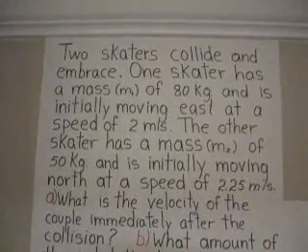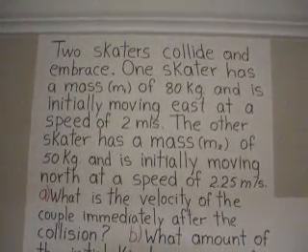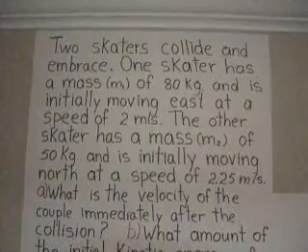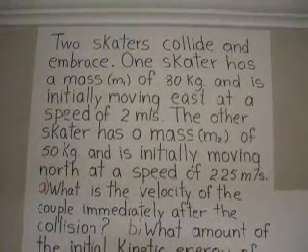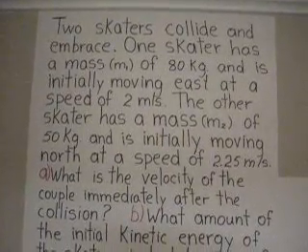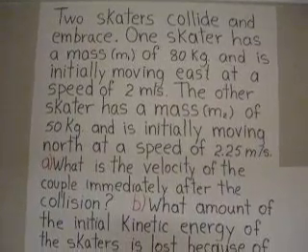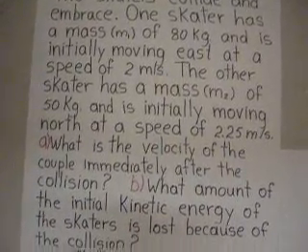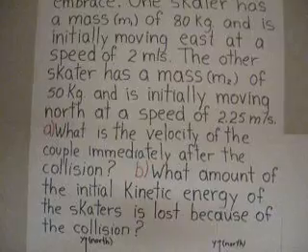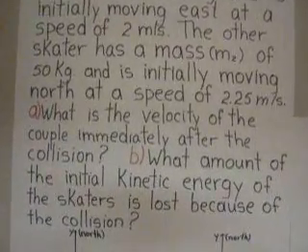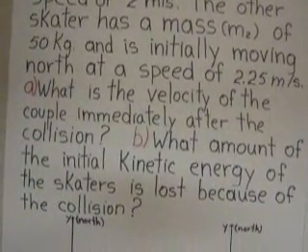Skaters collide and embrace. One skater has a mass m1 of 80 kilograms and is initially moving east at a speed of 2 meters per second. The other skater has a mass m2 of 50 kilograms and is initially moving north at a speed of 2.25 meters per second. A. What is the velocity of the couple immediately after the collision?